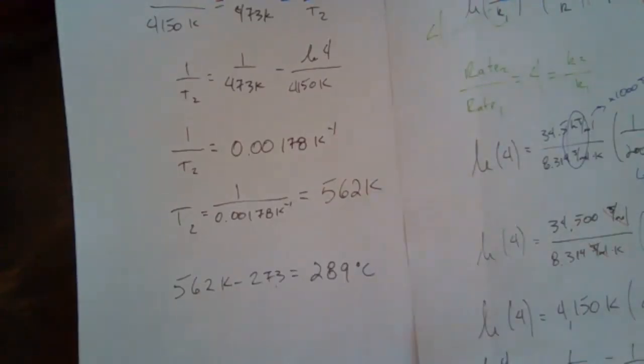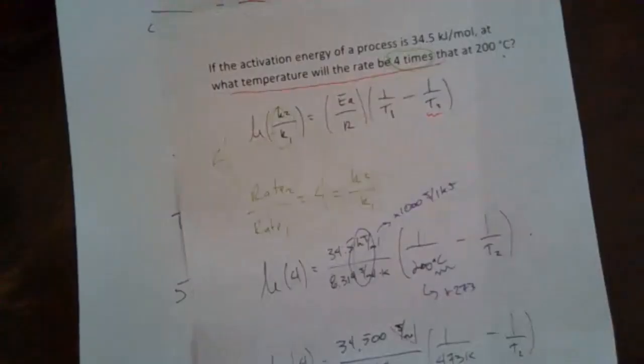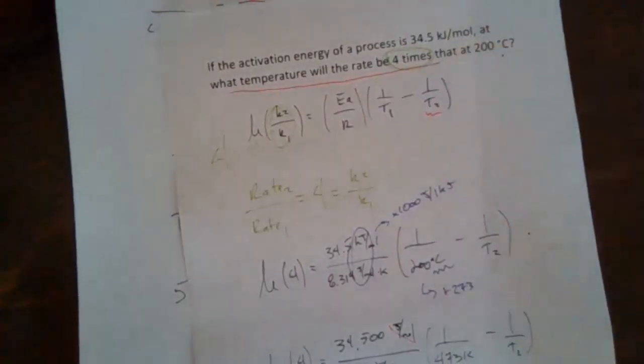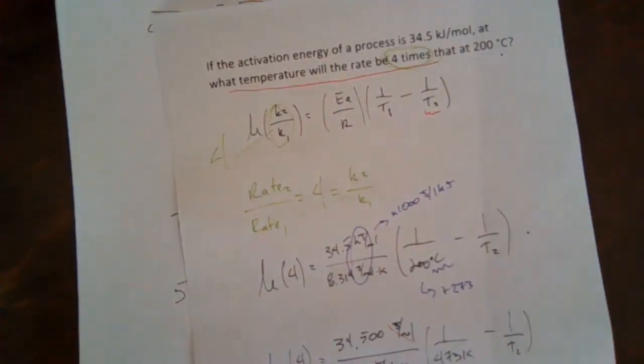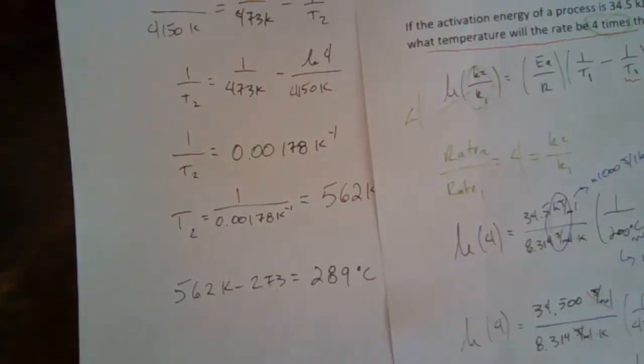But this is the kind of predictive chemistry we want to be able to do. How do I make the rate faster? We know that increasing the temperature will always work, but how fast do we need this rate to go? We don't need to blast the temperature up to like 800 degrees Celsius. We can just go to say 289, which is still hot, but it's reasonable, and we can be efficient in how we increase our temperature in order to get a desired rate.